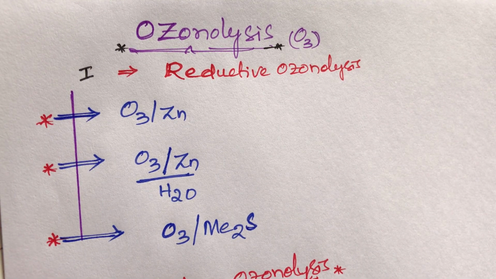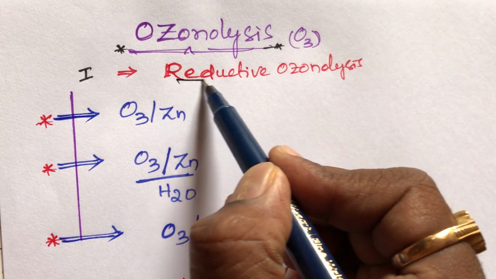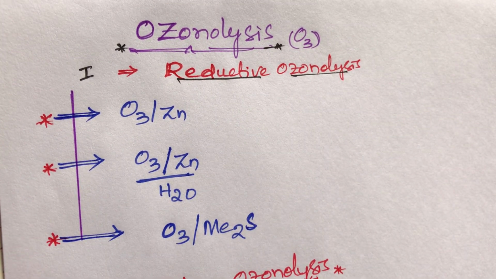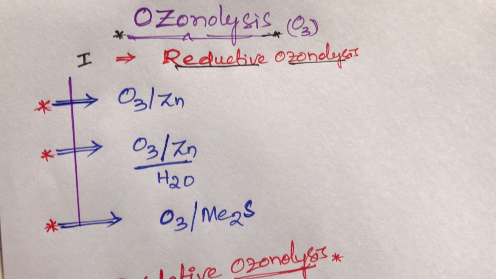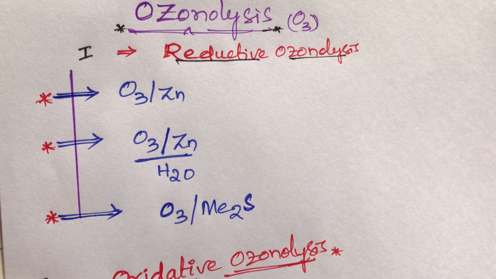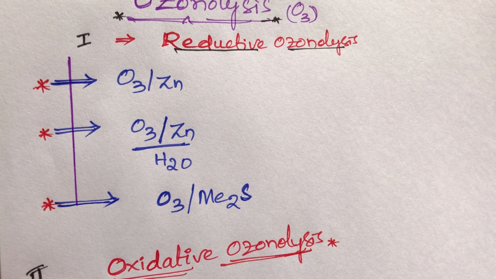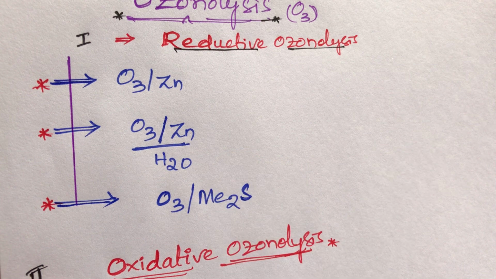And what is reductive ozonolysis? The reagents are O3 with Zn (zinc), or O3 with Zn in the presence of water, or O3 with dimethyl sulfide. Out of these three, we can use any one for reductive ozonolysis. Now take an example; this belongs to reductive ozonolysis.